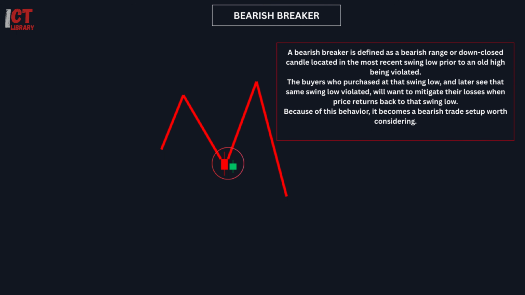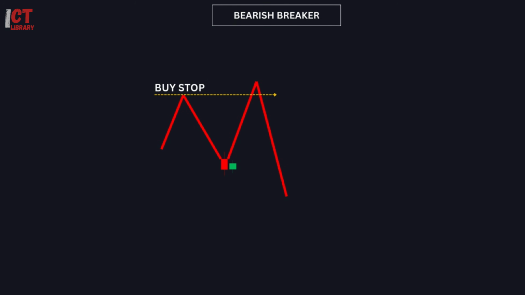The buyers who purchased at that swing low and later see that same swing low violated will want to mitigate their losses when price returns back to that swing low. Because of this behavior, it becomes a bearish trade setup worth considering. In this example, we have an old high here that price trades through and rejects. The move runs the stops resting above that old high. Those buy stops become neutralized.